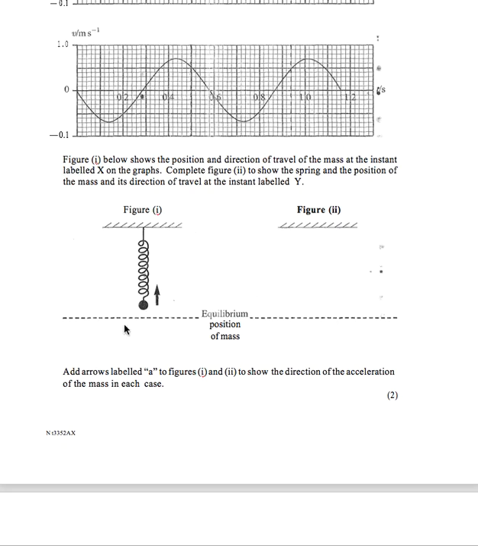and both the velocity and the acceleration are upwards. And the acceleration is down in this case. So, first part of the question, your spring is drawn so that the mass is below the equilibrium position and moving up. Second part of the question, the acceleration here is down, the acceleration here is up.